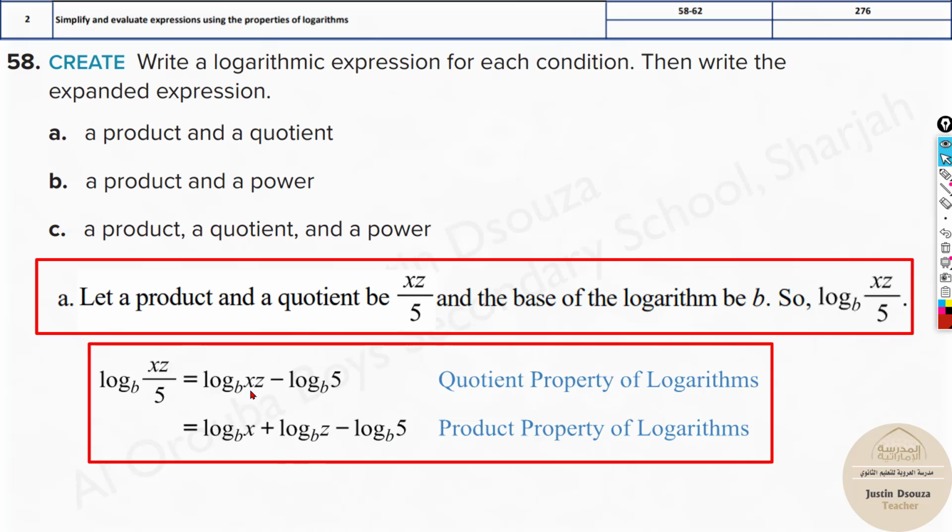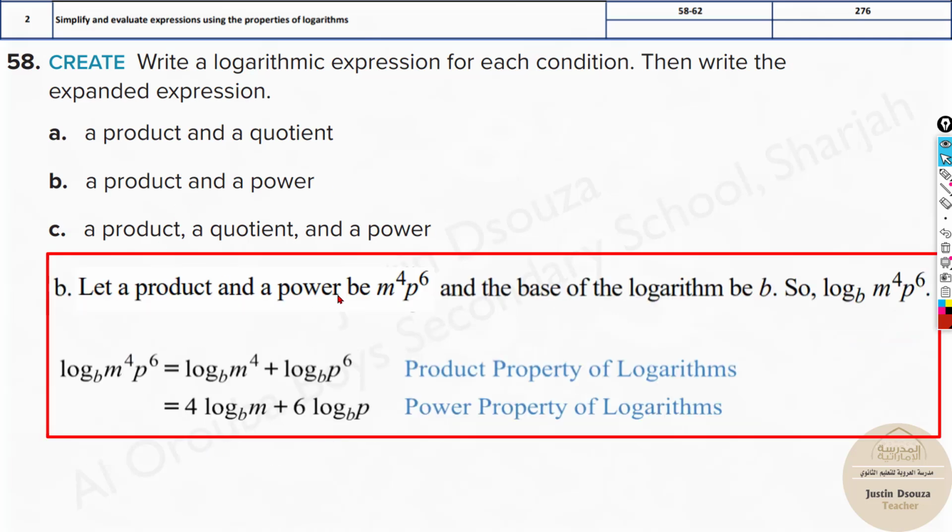And when you have two terms multiplied, see over here, log base b of x multiplied by z, right? You can split it out by applying log base b to both the terms and adding them up. See, log base b of x plus log base b of z. So you just multiply it, but plus. This is the expansion. That's it. You can't expand further. They have just asked for the expanded expression.